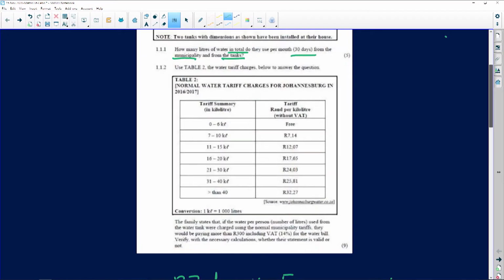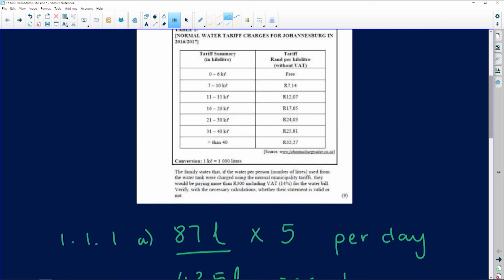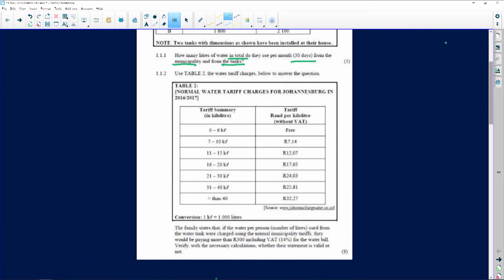Now we come to the next step of tariffs that makes people really, really scared. Okay, let's go and see what the question says. The question says to us that this is the tariff table. This is the tariff table, okay? It says to us, use table 2, the water tariff charges. Sometimes it's not going to be water tariffs.